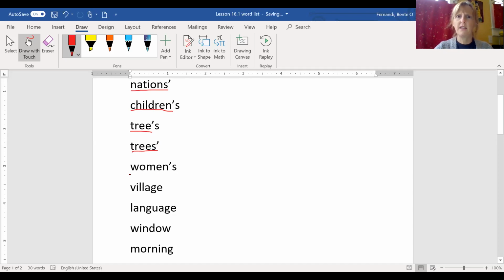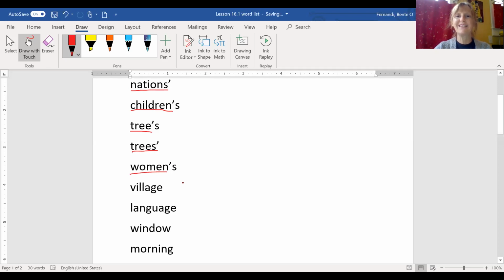Here's another word that is already plural, women. Women is plural from woman. We changed that E to an A. So we don't need to add the S and then the apostrophe. All we need to do is add apostrophe S. We've already thought about our plural. Now we're going to think about our possessive.